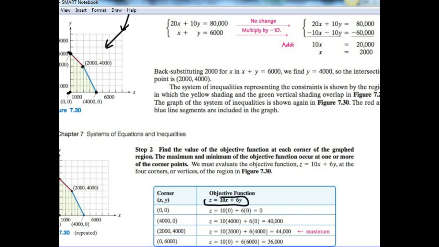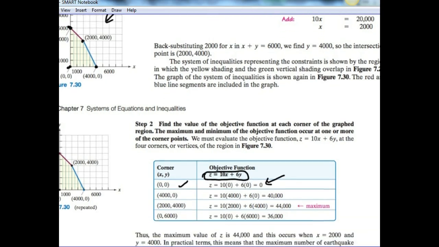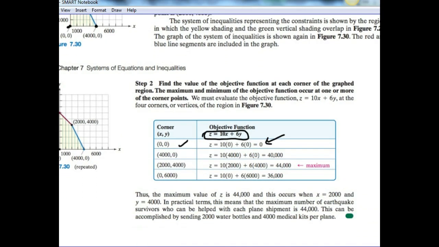Remember, they gave it to us at the very beginning, but here it is again. The objective function is 10x plus 6y. So let's start with the first one that I pointed out to you, which was 0, 0. If we plug in 0, 0 here for x and for y, our value ends up being a 0. Okay? Let's load in the second one, which happened to be this one right here. If I load in 4,000 for X but 0 for Y, then that's going to be 10 times 4,000 plus 6 times 0, or 40,000.